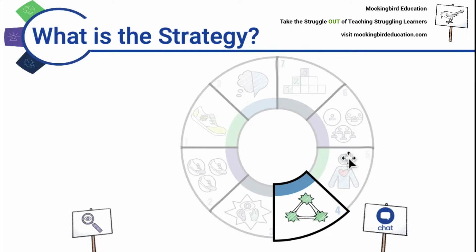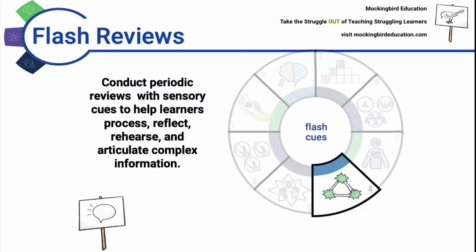Our fourth strategy is flash cues. Now, flash cues, or flash reviews rather, is when we conduct periodic reviews with the sensory cues to help learners process, reflect, and rehearse information. What a flash review does is it pulls that information up and allows us to review it. That helps reduce the cognitive load and also increases confidence as learners practice information about every 15 to 20 minutes.